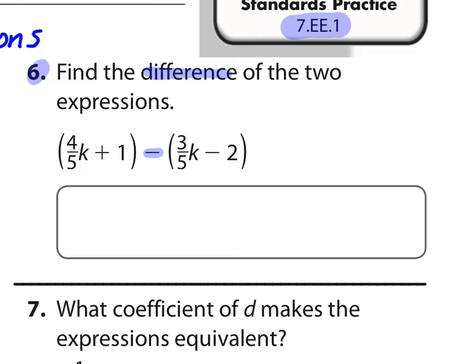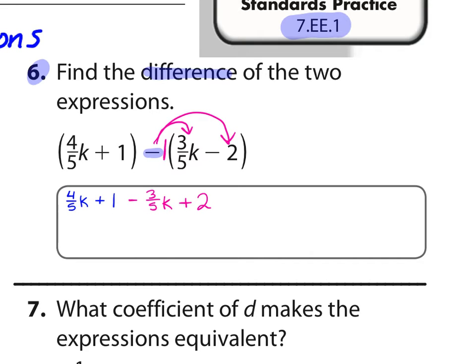We have 4/5 k plus 1. There's nothing in front of it but an invisible 1, and if we multiplied each of these terms by 1, they wouldn't change. Now we have negative, or subtracting the second term, so I'm going to subtract each term. Really, I'm just going to distribute a negative 1, a negative sign. It's like a negative 1 that's invisible here. So negative 1 times 3/5 k is negative 3/5 k, and negative 1 times negative 2 is positive 2.